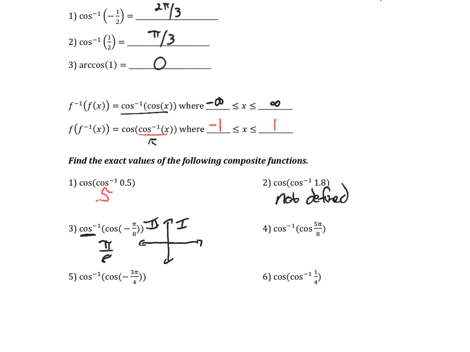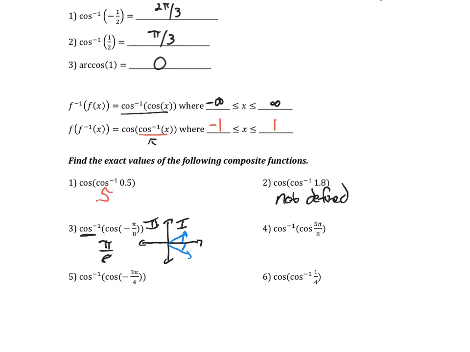And the angle we're given, let me switch colors, we'll go to blue, is negative pi over 8. So this angle in here is negative pi over 8. What angle in quadrants 1 or 2 would give me the same ratio? That would be positive pi over 8, because cosine's positive in quadrants 1 and 4. So that's where the pi over 8 came from.